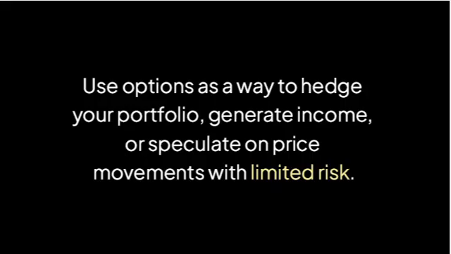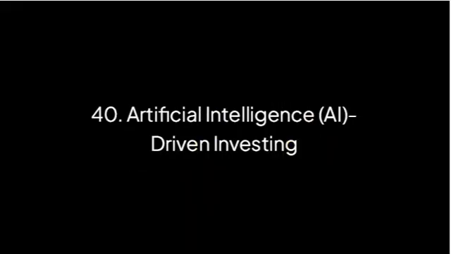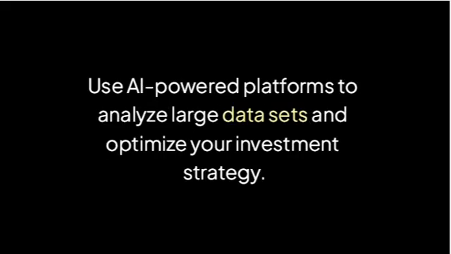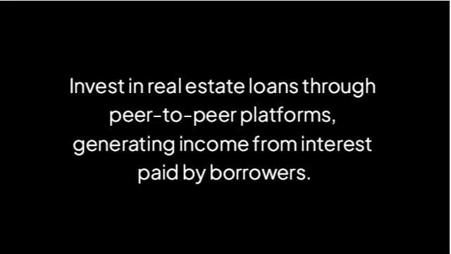39. Value traps avoidance. Be cautious of stocks that appear undervalued but have fundamental problems that could result in long-term underperformance. 40. Artificial intelligence (AI)-driven investing. Use AI-powered platforms to analyze large datasets and optimize your investment strategy. 41. Peer-to-peer real estate lending. Invest in real estate loans through peer-to-peer platforms, generating income from interest paid by borrowers.